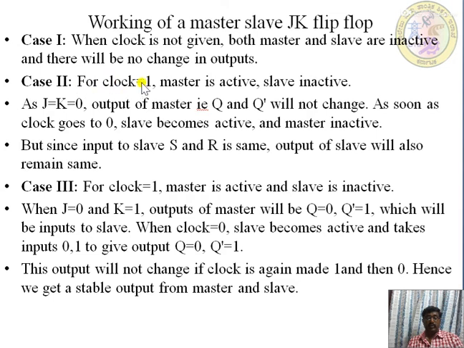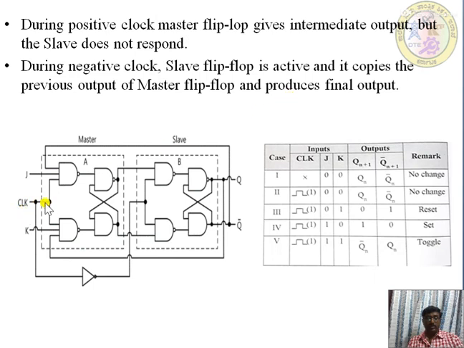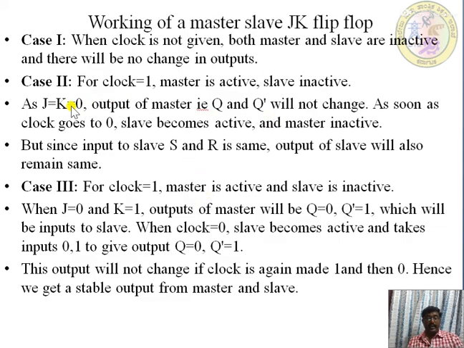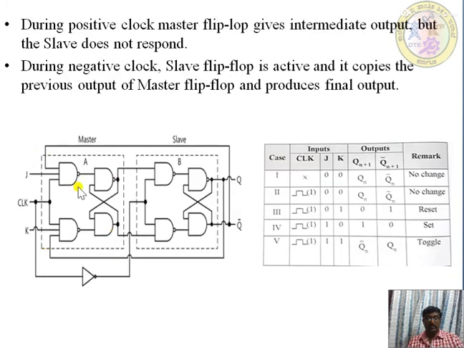Next, case 2, for clock is equal to 1, master is active, slave is inactive. When clock is equal to 1, master is active and the slave is inactive. Okay, as J is equal to K is equal to 0, output of master Q and Q dash will not change. Okay, so the master, when J is equal to 0 and K is equal to 0, will have the previous value that was stored, and the same value will remain.